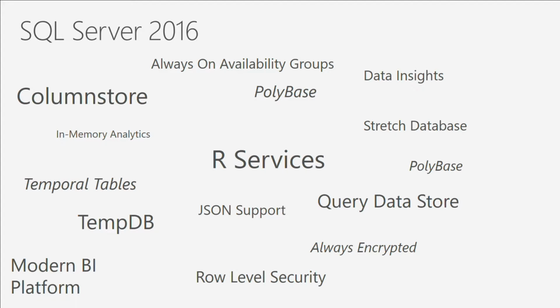Boo. On the other hand, row-level security, and by the way, of everything I talked about so far, Always On is now in Standard Edition. Polybase has some functionality in Standard Edition. Stretch is in Standard. R Services in Standard. Temporal's in Standard. JSON's in Standard. Row-level security is in Standard. Column store and in-memory are Enterprise only.